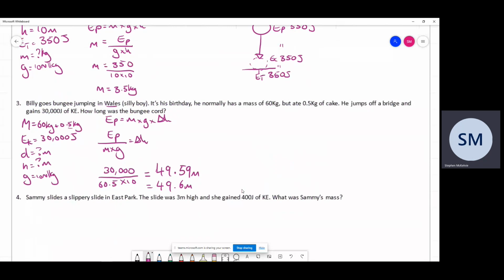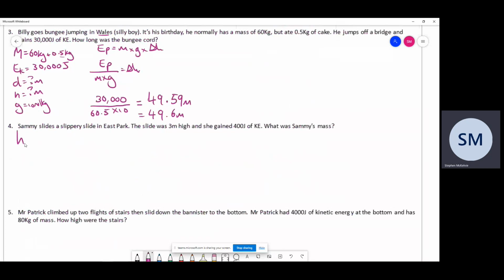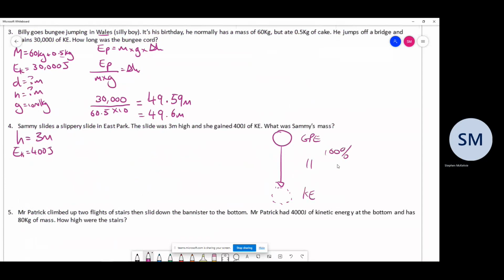Sammy slides down a slippery slide in East Park. The slide was 3 meters high. She gained 400 joules. And remember that because we're assuming that all the gravitational potential energy is equal to the kinetic energy in this, we're assuming 100% efficiency, as in none of the energy is wasted. That's why we can say that the gravitational potential energy is equal to the kinetic energy. So I can also say that the potential energy is equal to 400 joules.